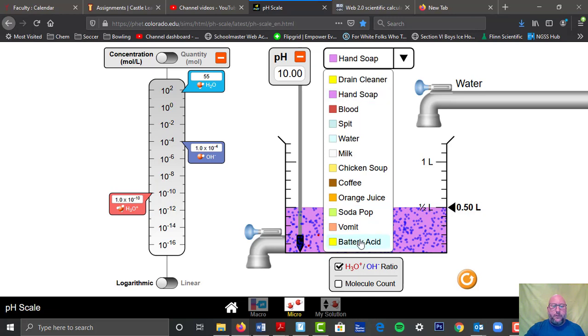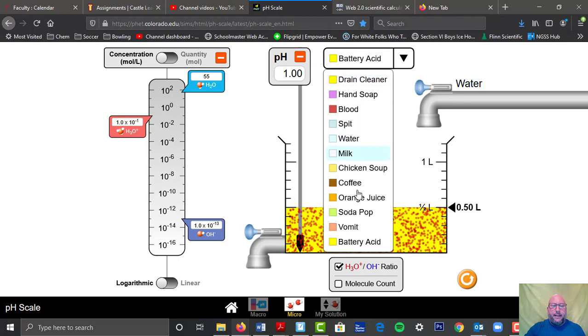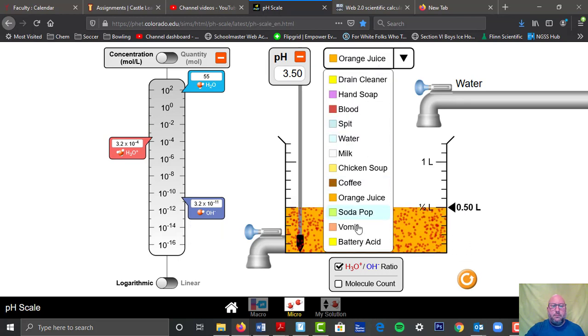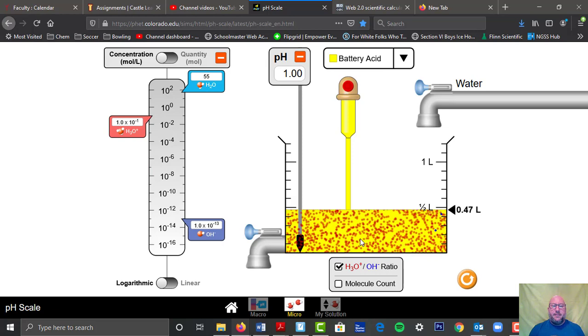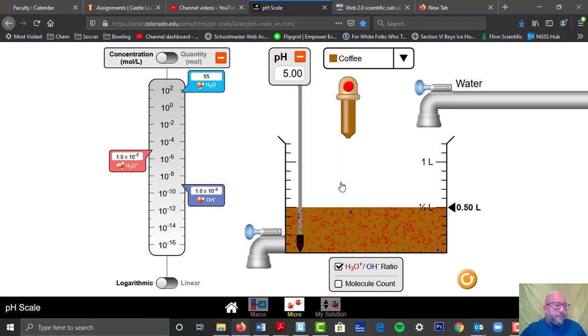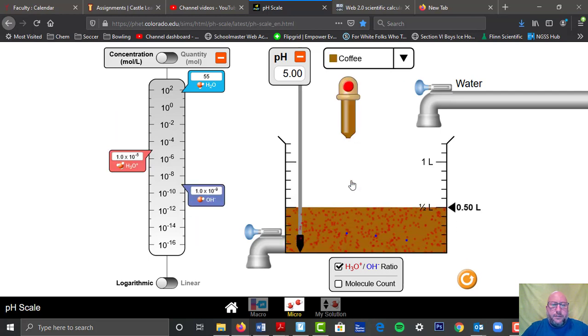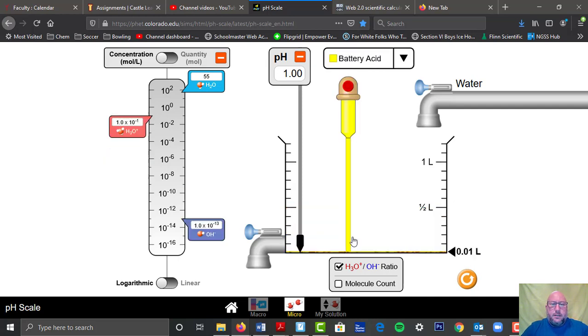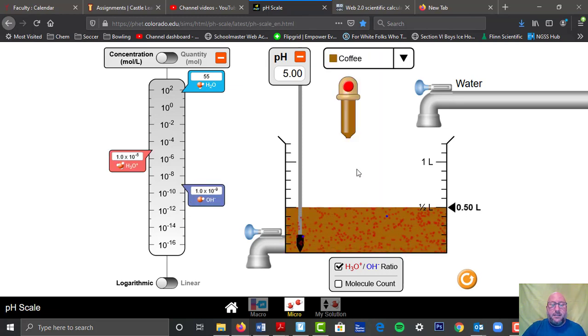Let me give you another example. Let's look at two acids. Let's look at the battery acid. So the battery acid has a pH of 1. And let's look at the coffee. All right. So let's compare those two. The battery acid has a pH of 1, and the coffee has a pH of 5. So which one is more acidic? pH of 1 or pH of 5? Well, we know the further from 7, the more acidic it is. So the battery acid is more acidic than the coffee, but they're both acids because they're less than 7.